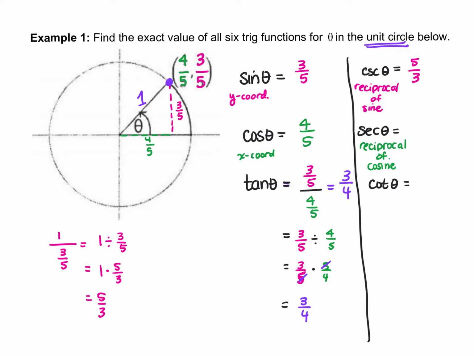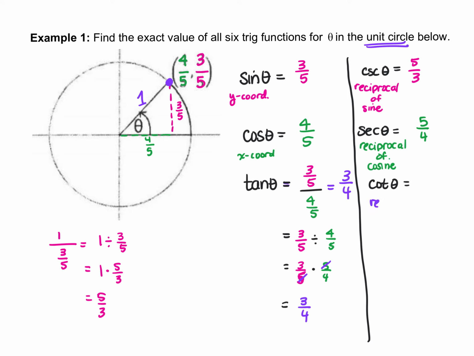Okay, so once again, I'm just going to look at what cosine is, and I'm going to flip it. So I'm going to flip it to be, instead of 4/5, 5/4. Now, cotangent. Again, there's two ways we can do this. We could do the reciprocal of tangent, which would be just 4/3, or you could do cosine over sine. So there's two ways to think about this.